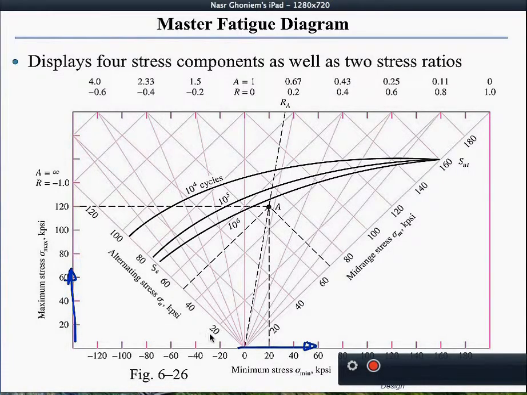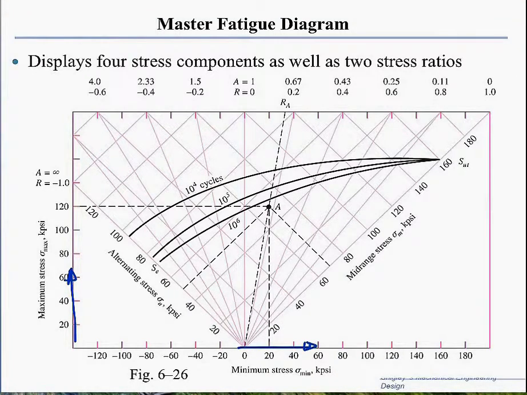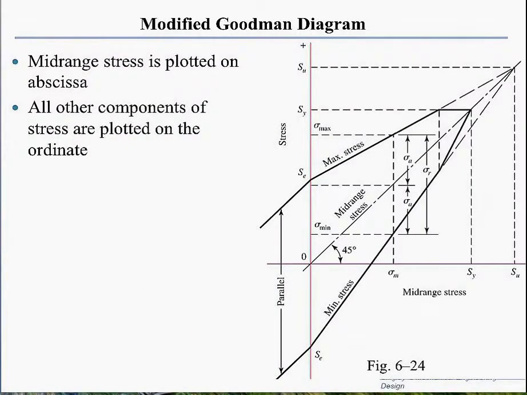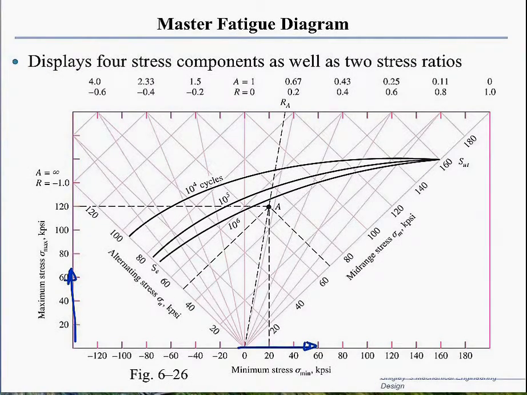So now I have a space, which are these two axes, the mean and the alternating, very similar to the modified Goodman. If you look at the modified Goodman, I used to have the mean here, sigma m, and also the alternating. Now if you look at the master curve for fatigue design, this is your sigma mean, and this is the sigma alternating. And so you're looking at it with a rotation of 45 degrees.